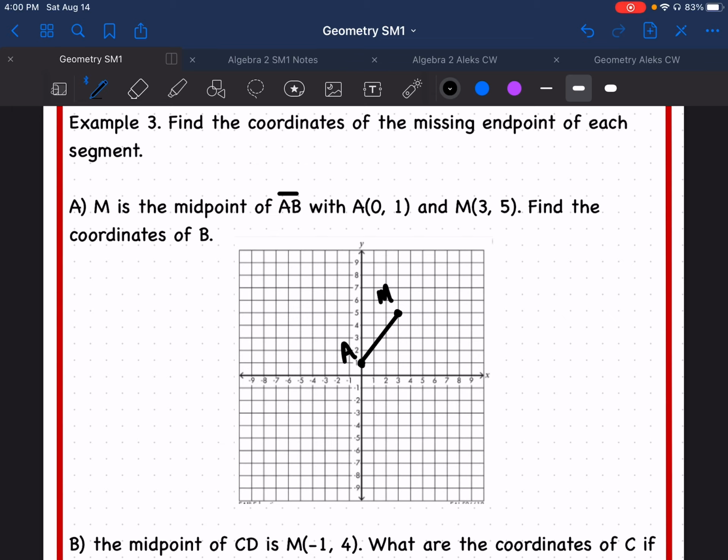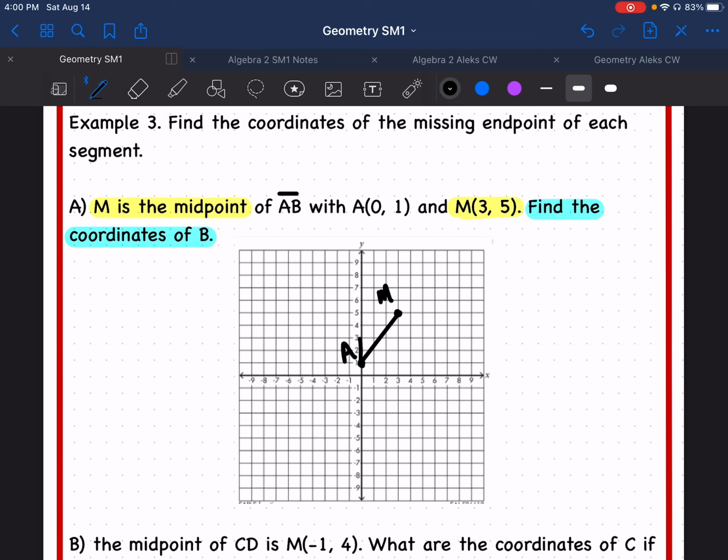So notice I want to highlight that word midpoint. M is the midpoint. But look what they did. They gave me the midpoint and they said, find the coordinates of B. Well, I'm just going to use my slope. I'm going to use my rise over my run. Now, if you really want to, I can show you the equation again, but I want to show you how you can also use the slope to do this.